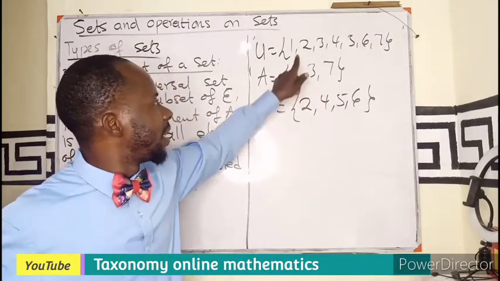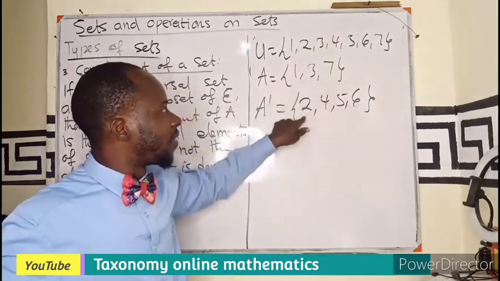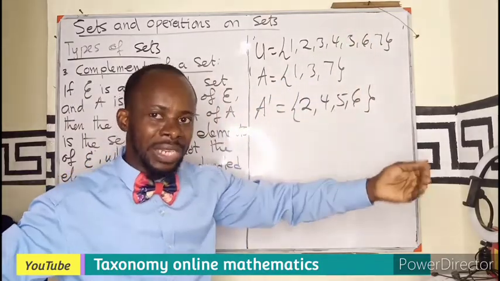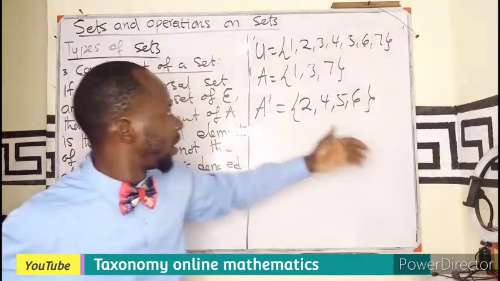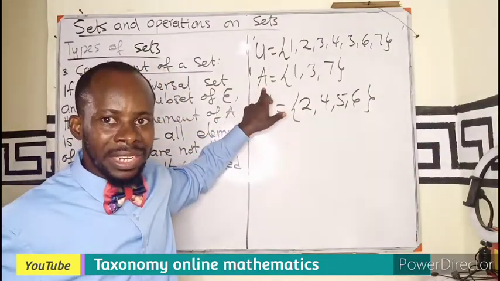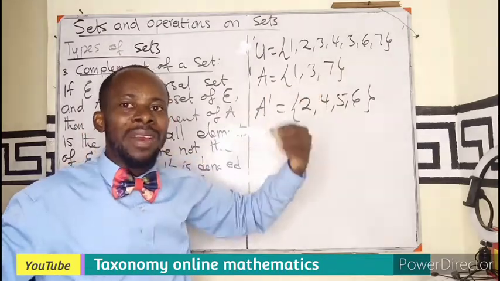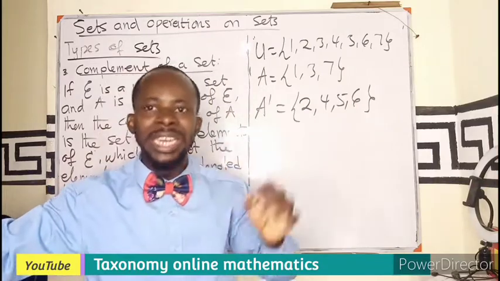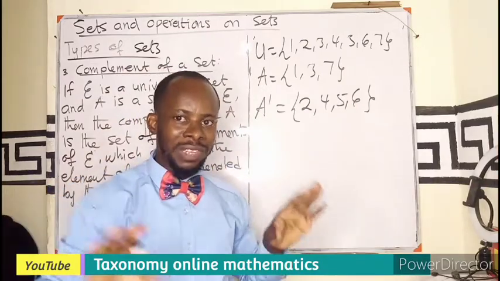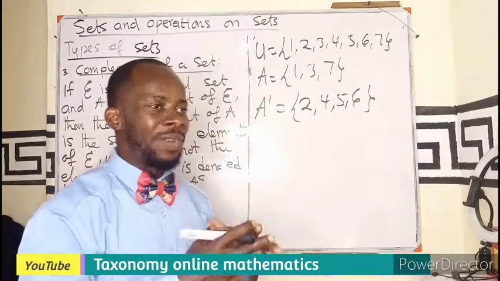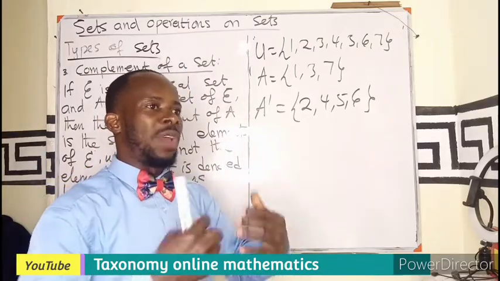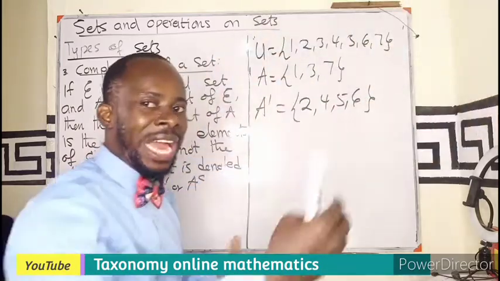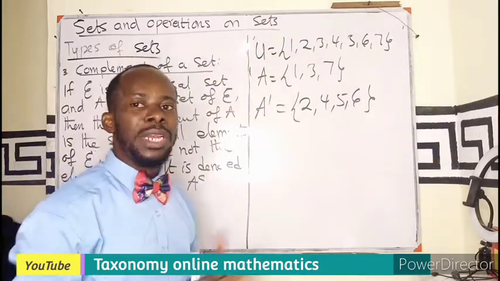You can see 1, 2, 3, 4, 5, 6, 7. There are 7 elements under discussion here in the universal set. 3 of them are in our A. Then the complement will be the remaining elements in the universal set that are not found in the set A. I believe the concept of complement is clear. So if you have the mother set, and the smaller set formed from the mother set, all those elements that are in the mother set and are not in that given set become the complement.